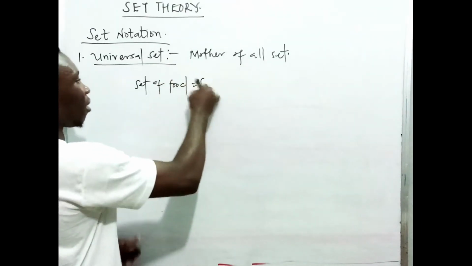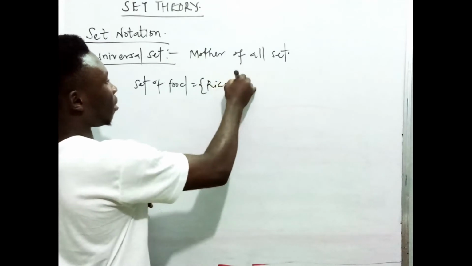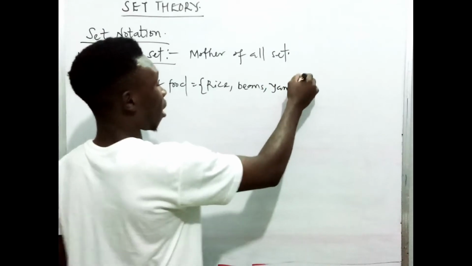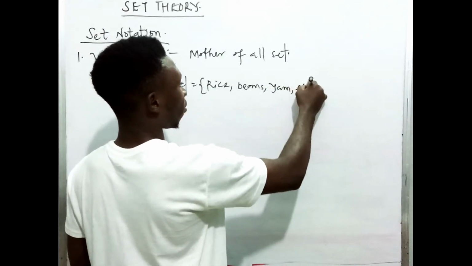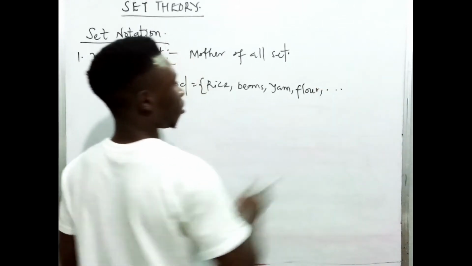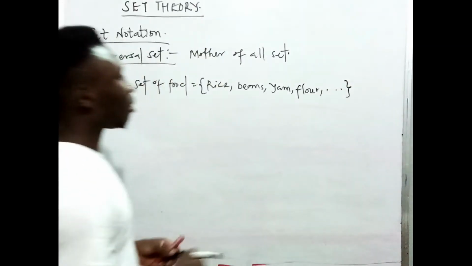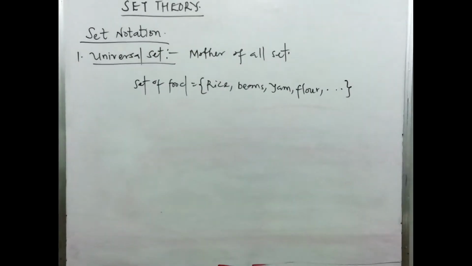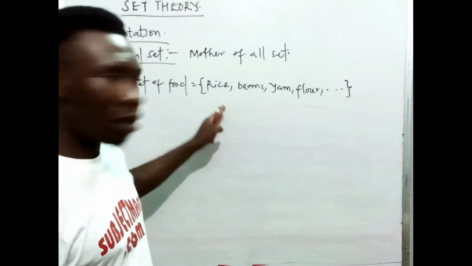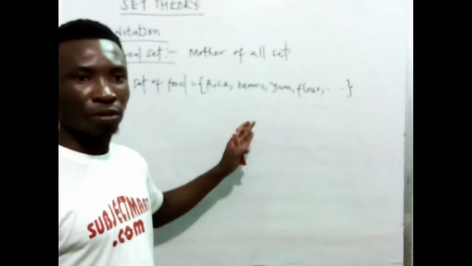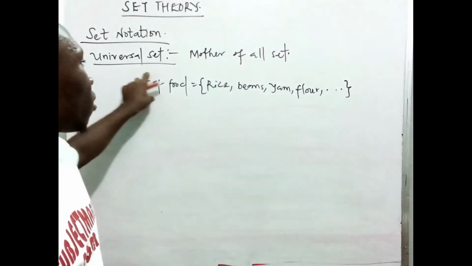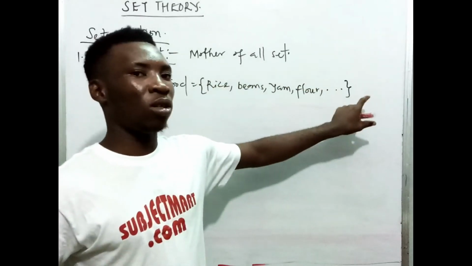we're going to be having rice, beans, yam, flour, etc. Now, this is a set of all food. If I bring out the set of carbohydrates, or the set of proteinous food, etc., everything I'm going to bring out is going to be coming from the set of all food.